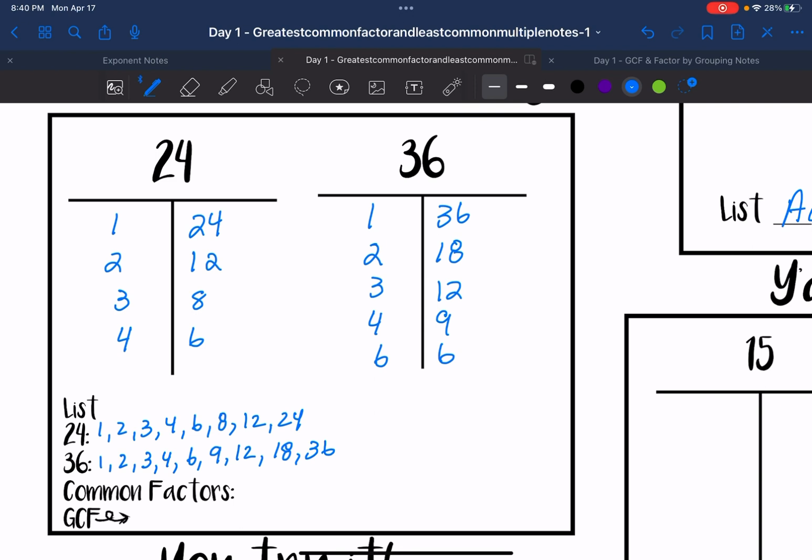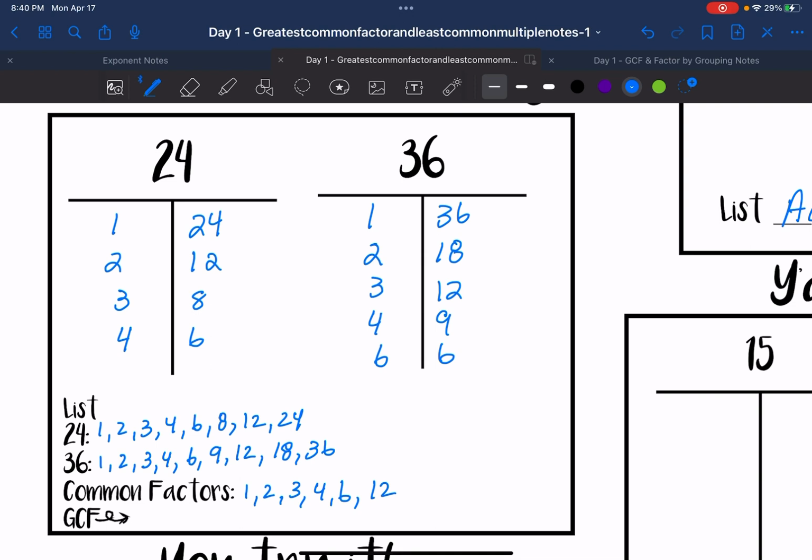All right, well, what are the common ones? What are the ones that are the same? Well, if I'm looking at it, I can go, oh, 1 is the same. They share 2. They share 3, 4, 6. Oh, look. This one has 8, but the other one doesn't. This has 9, but the other one doesn't. It shares 12, does not share 18, 24, or 36. So let's write those common factors down. 1, 2, 3, 4, 6, not 8 and 9, but they both have the number 12 in them.